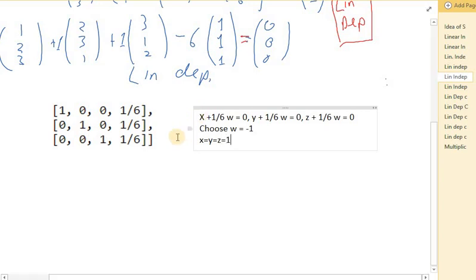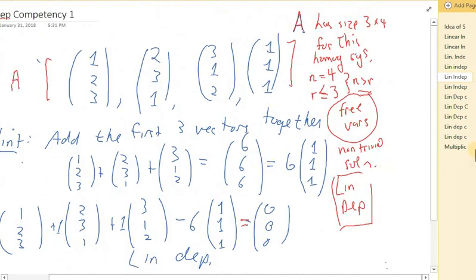And those are the coefficients in this vector relation that gives me a homogeneous result. So that's where I get the 1, 1, 1. I'm sorry, instead of minus 1, I should have chosen minus 6. Minus 6.